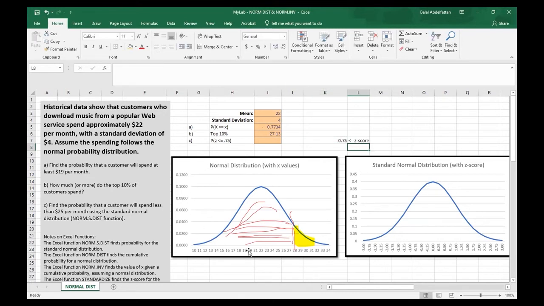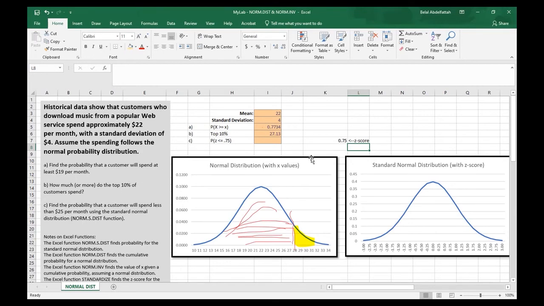You're dealing with a normal distribution like you see here on the left. When you're trying to find probabilities and we're using a norm.dist, what's going on in the back end is we're converting the x value that we're interested in. So originally we're interested in $19, at least $19. So we converted that 19 into a z-score and found the probability that way. And that's what's happening in the back end.